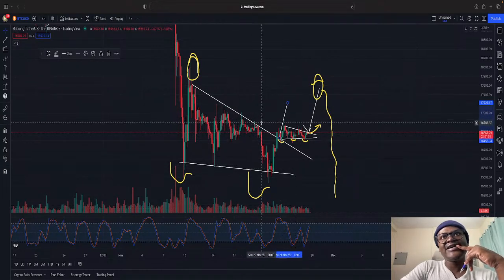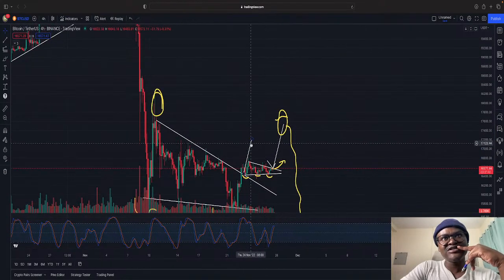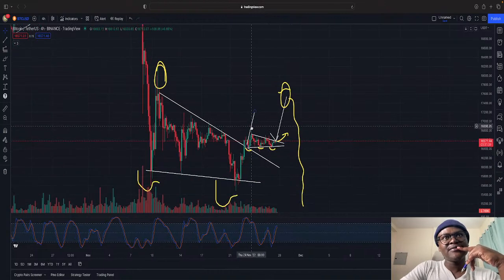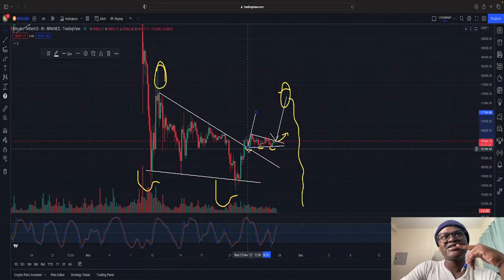But if I was to short, I would want to short somewhere around this target, 17,222 or 17,194, because I'm putting it right at the retest here. I would like to short at that 17,194.